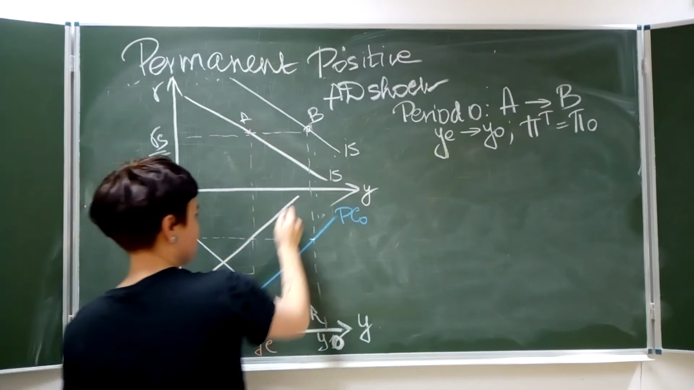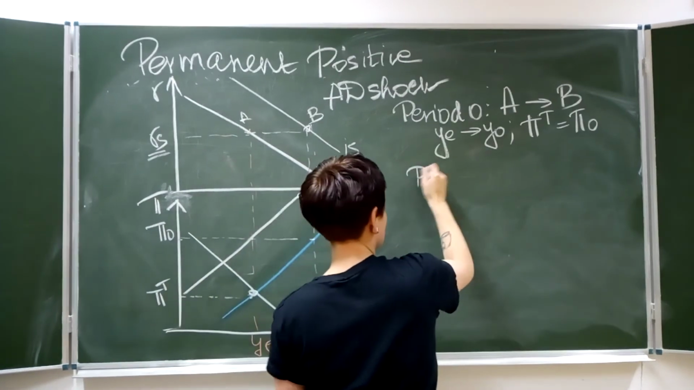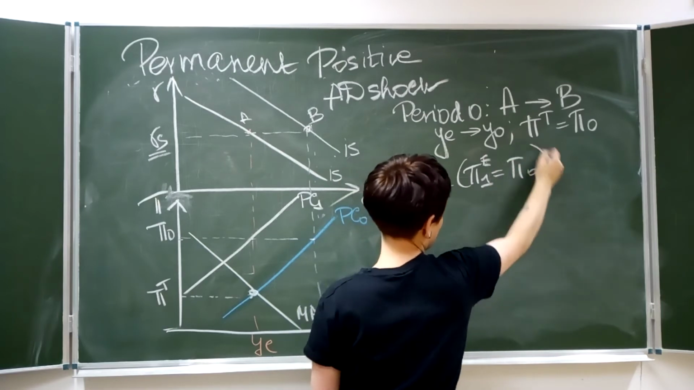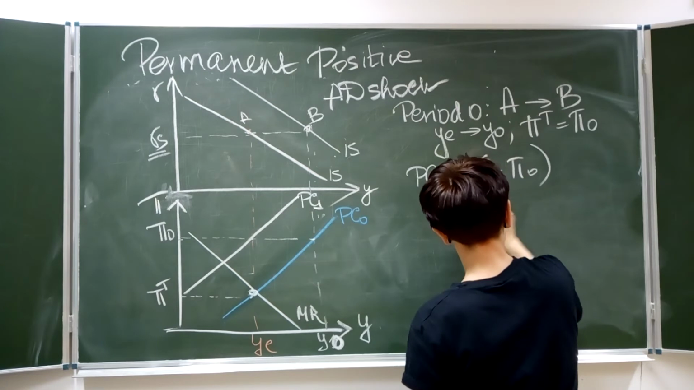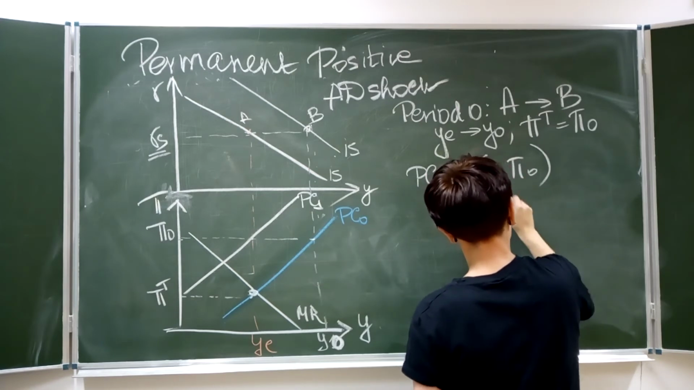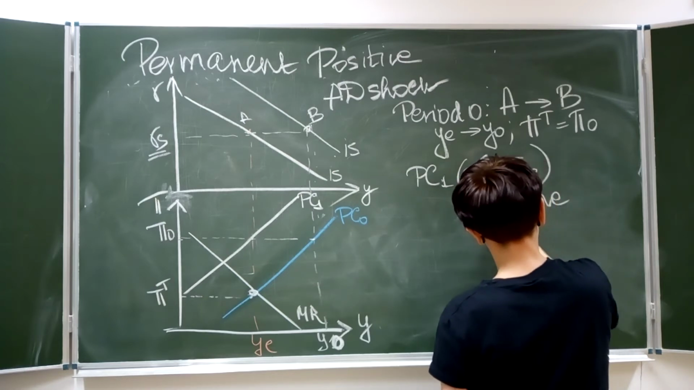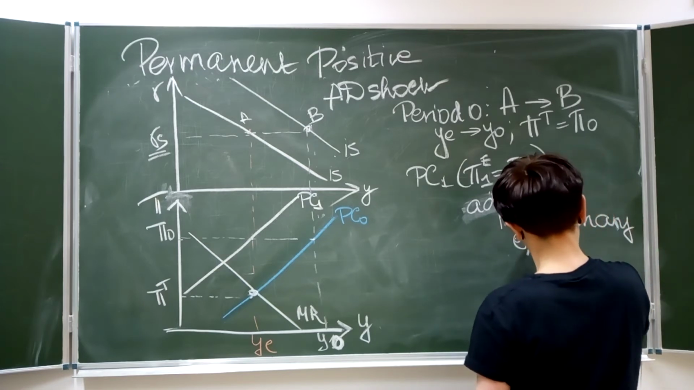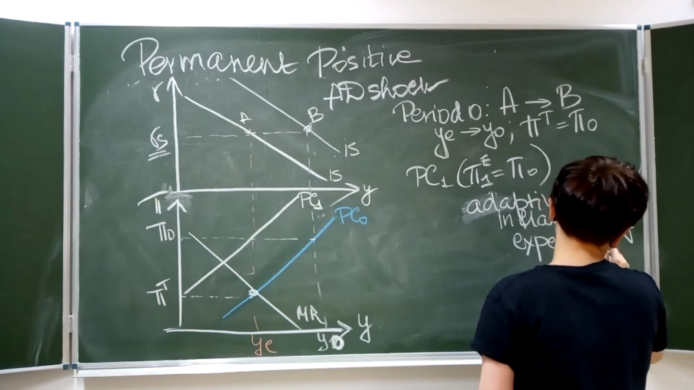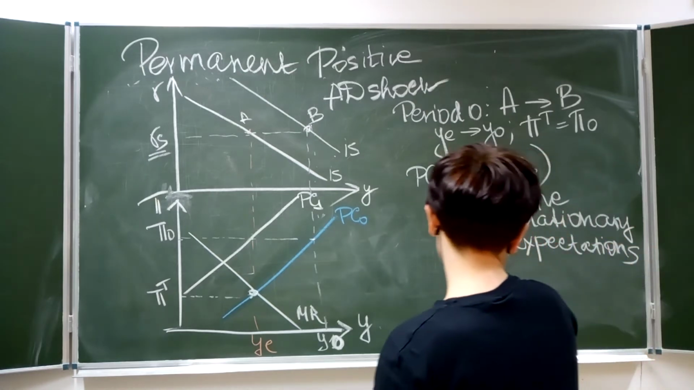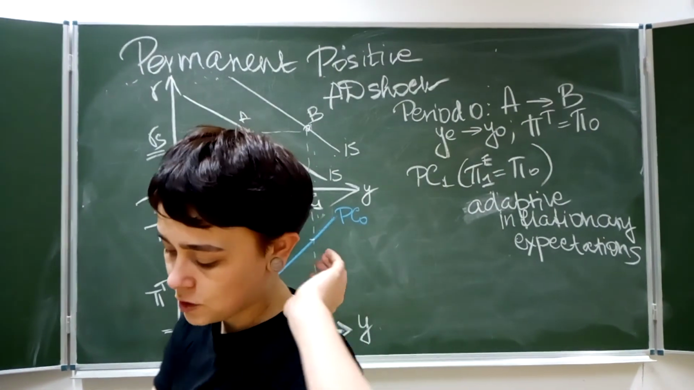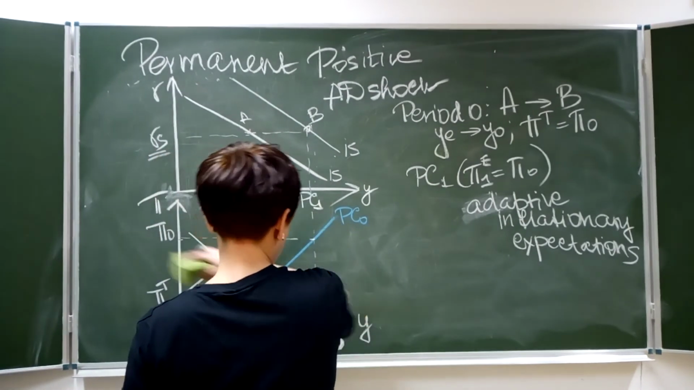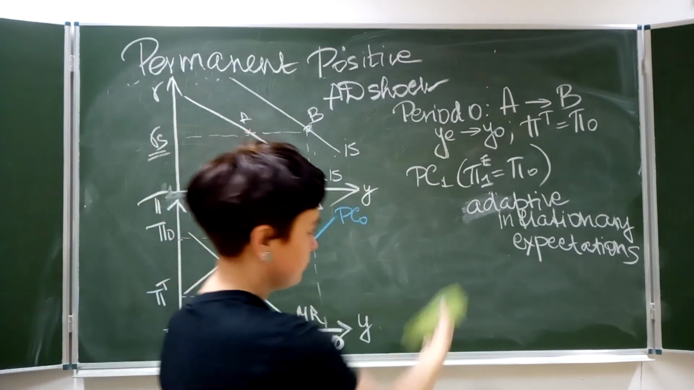So here we have it. This is PC1, and for Phillips curve in period 1, expected level of inflation is equal to inflation in period 0, because again we deal with adaptive inflationary expectations. I believe I emphasized this many times, but the idea behind adaptive inflationary expectations is that when predicting level of inflation in period t, you just take the level of inflation in period t minus 1.